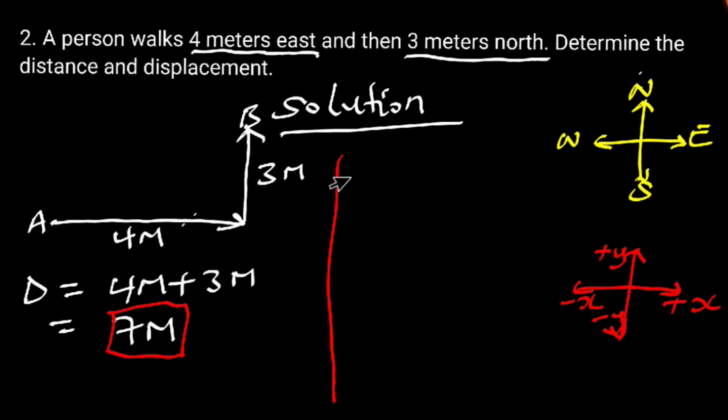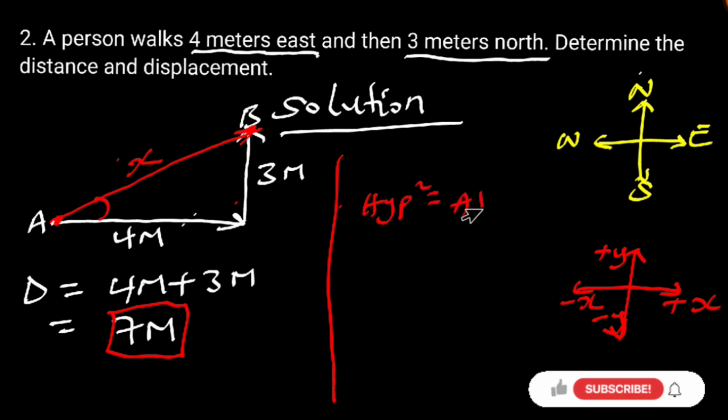So the displacement is given by the shortest possible distance from where you started the journey to where you ended the journey. And so here is that distance here. Oh no, my line is not straight, but wait, okay, let me take it again. Yeah, this one is better. So from point A to B is our displacement. Let me name it x. So to find this displacement, we are going to use Pythagoras' theorem, which states that hypotenuse squared is equal to adjacent squared plus opposite squared.